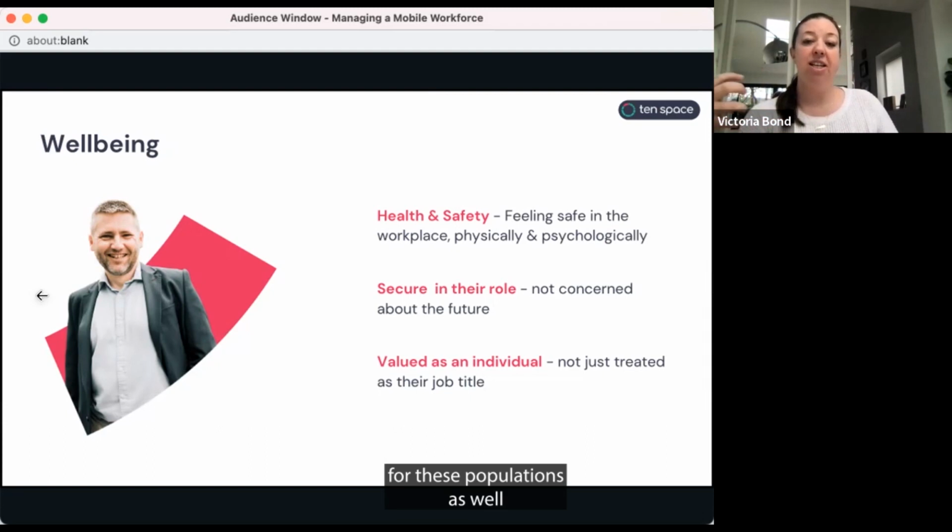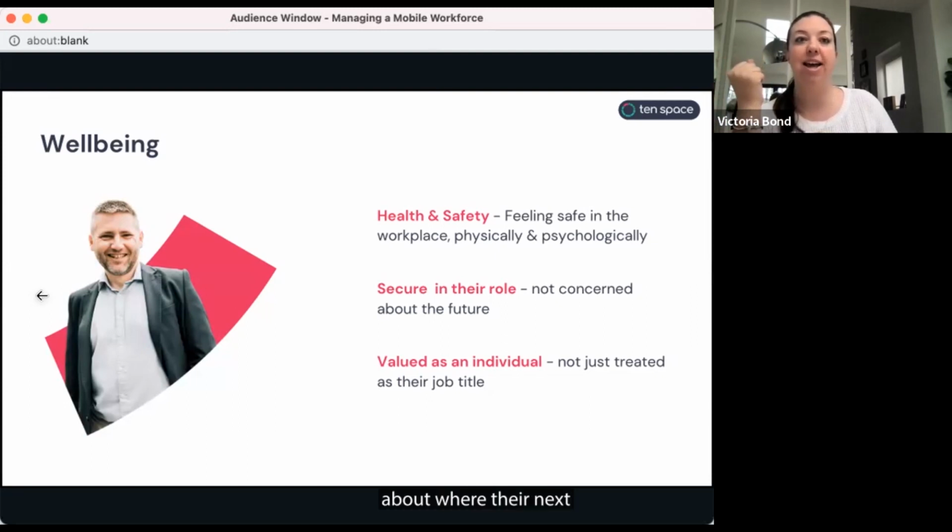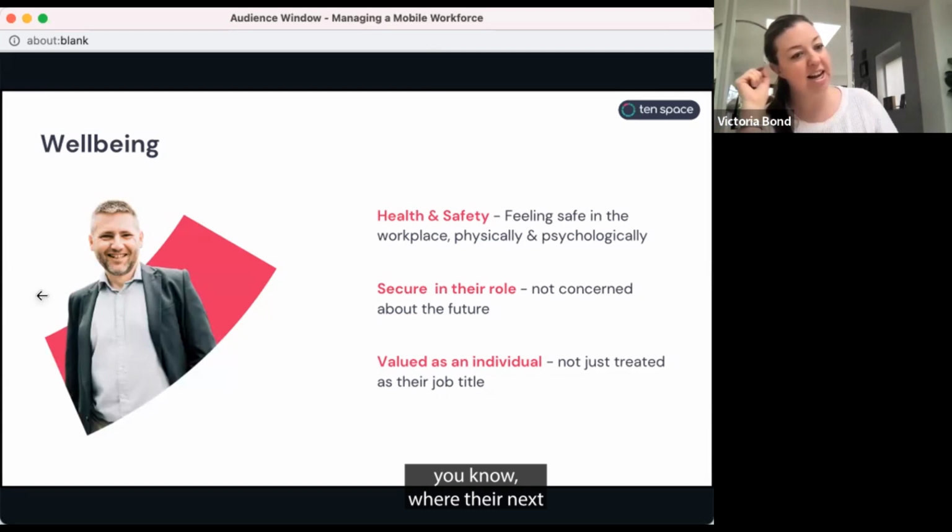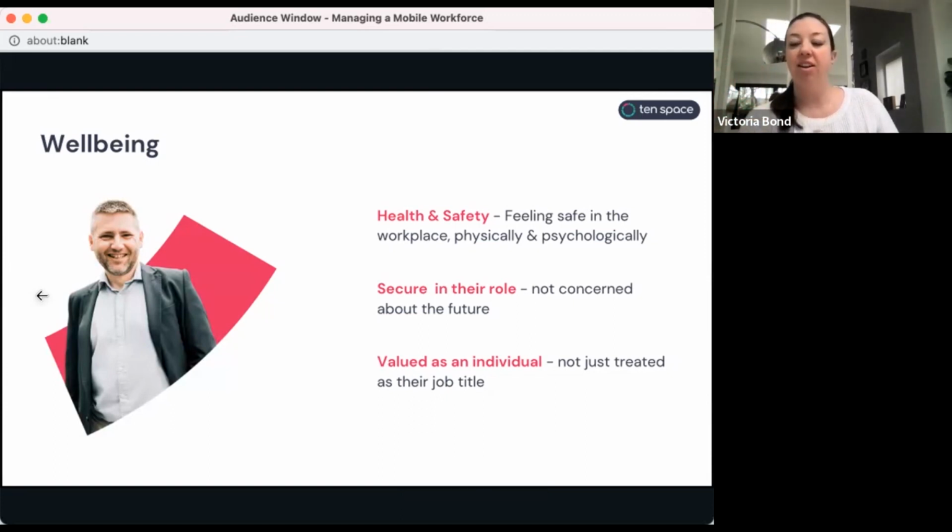It's really important for these populations as well that they feel secure in their roles. This gets to psychological safety, if you like, so they're not concerned about the future. They're not concerned about where their next paycheck's coming from and where their next shift is going to be, etc.